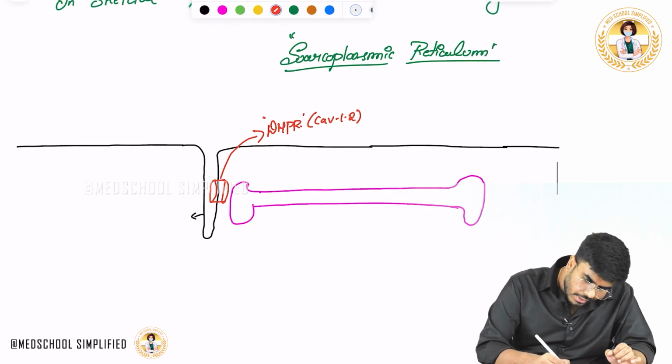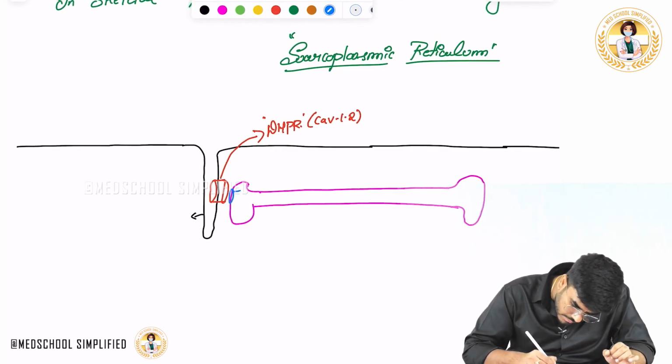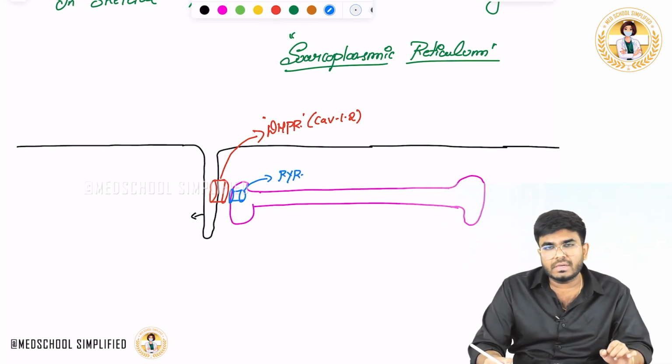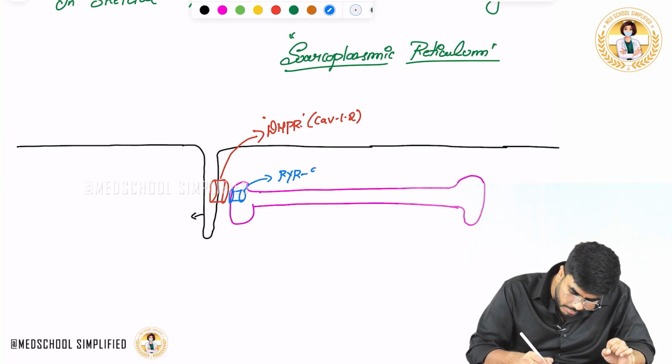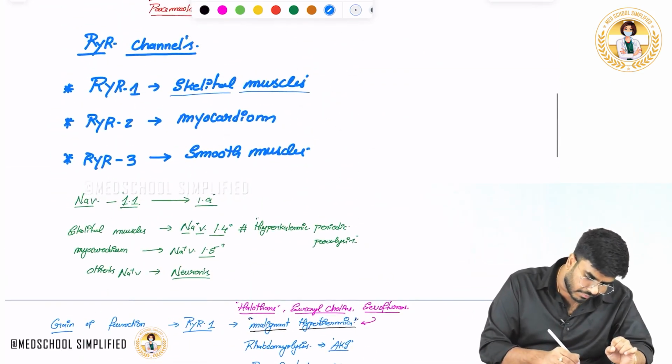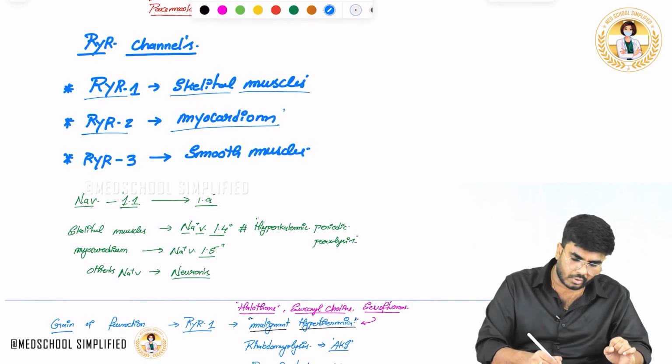Now what is this channel which I am showing here? This is the RYR channel. But what kind of RYR channel? On the myocardial cells there is RYR type 2. RYR type 1 is present on the skeletal muscles, RYR 2 is present on the myocardium.